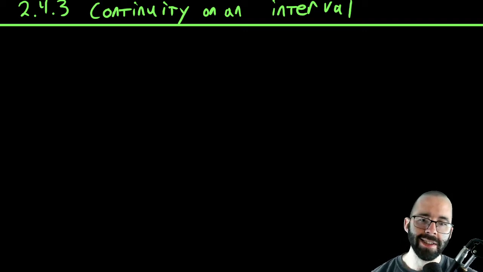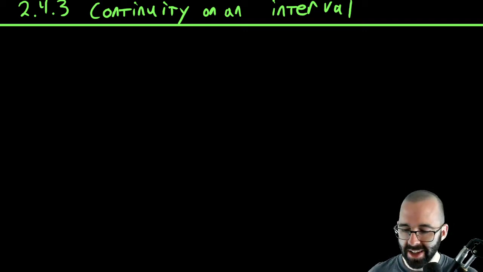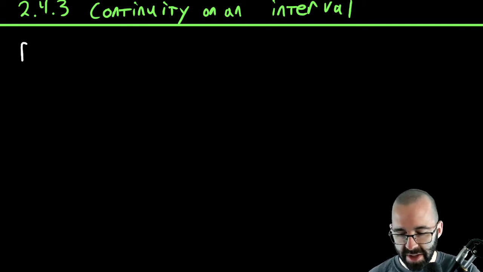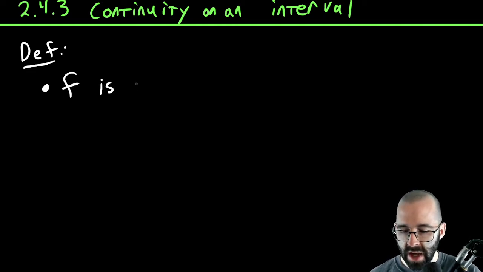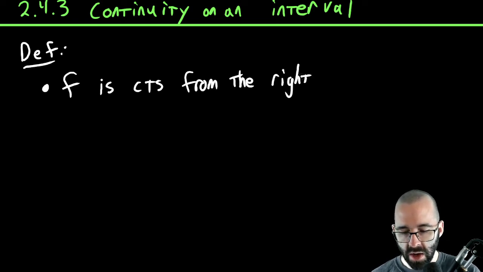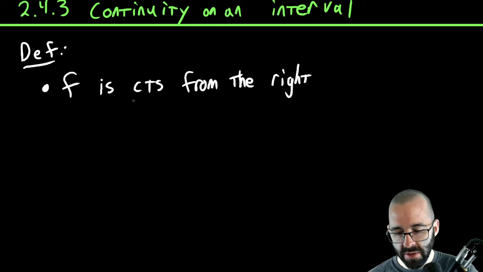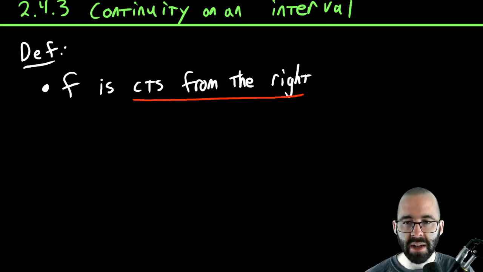So we're gonna start this video with 4 definitions, and I'm not a big definition fan myself, but we are gonna need them. But let's make it a little bit more interesting by thinking about where they're going. This first one, f is continuous from the right. What do you expect from a definition like this?